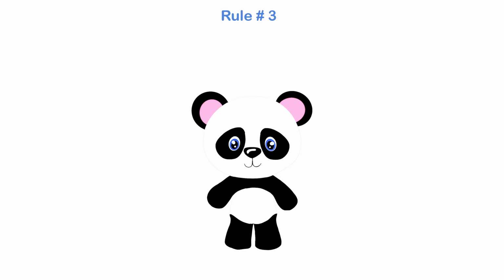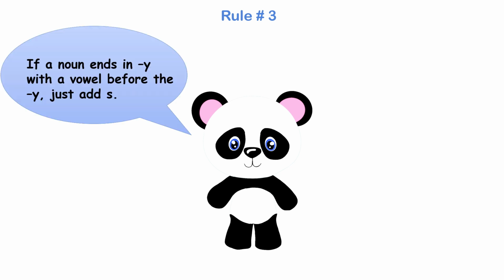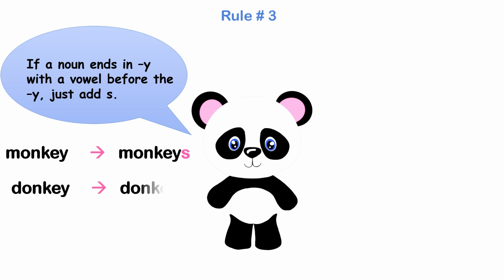Let's learn another rule. If a noun ends in a Y with a vowel before the Y, we just add S. Here are some examples. Monkey becomes monkeys. There is an E before the Y, therefore we just add S. Donkey becomes donkeys. There is an E before the Y, so we just add S.